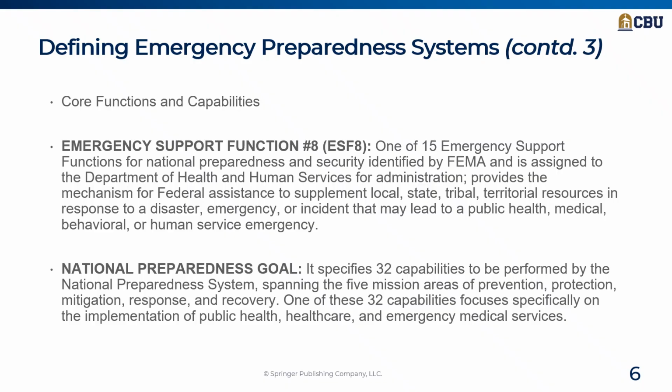So public health has its own specific emergency support functions within FEMA's list of 15 functions. It's a way of organizing the resources of the government to support specific response activities. Public health is responsible for one of these support functions, ESF 8. There are also 32 capabilities identified as part of FEMA's national preparedness goal. One of these capabilities focuses specifically on the implementation of public health, healthcare, and emergency medical services. Capabilities define what the system should be able to do and help set those expectations.